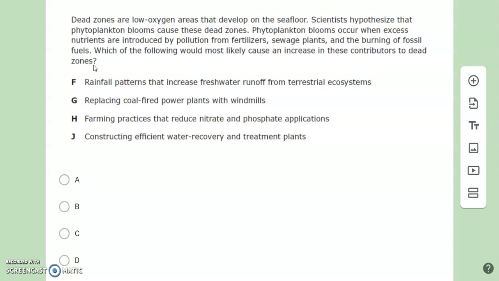So when nitrogen runs off of the land and it goes into the water, nitrogen is food for plants. Algae is just water plants. Algae reproduce, they overpopulate. When they die, the bacteria that eat them overpopulate and suck up a lot of oxygen out of the water. No oxygen in the water, no fish. So, which of these following things would most likely cause that to happen?